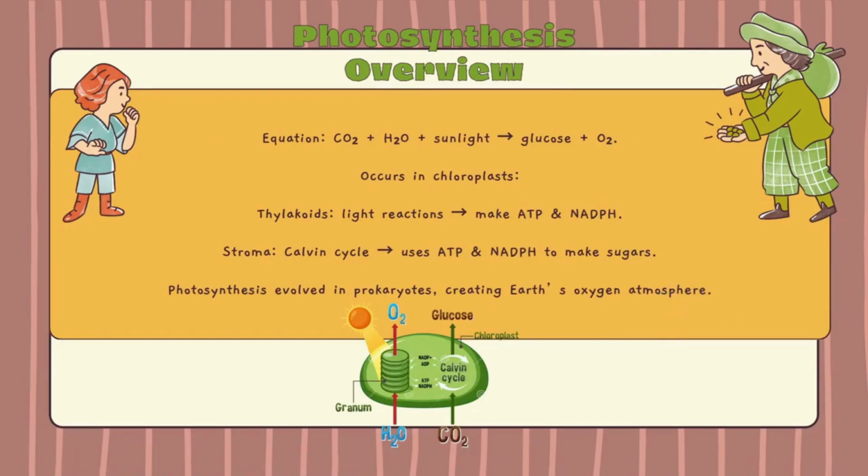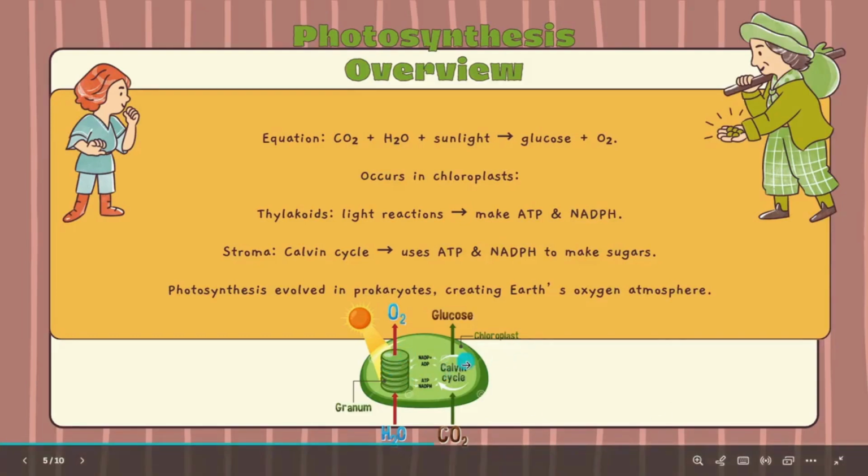So, photosynthesis overview. Photosynthesis can be summarized with this equation: carbon dioxide plus water plus sunlight equals glucose plus oxygen. It occurs inside the chloroplast, specifically the thylakoids, where light reactions produce ATP and NADPH, and the stroma, where the Calvin cycle uses that ATP and NADPH to build sugars. This process began in ancient prokaryotes and eventually created the oxygen-rich atmosphere that supports life today. So right here you can see the Calvin cycle.